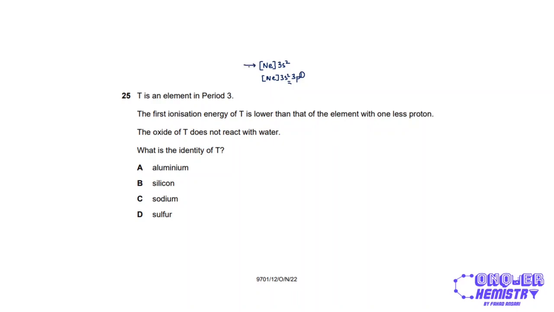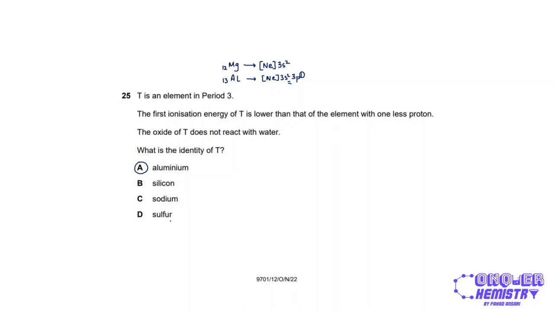Now this is the electronic configuration for magnesium. And this is the one for aluminium. All right. Now, aluminium has a lower first ionization energy than the element before it, with 1 less proton. This has 12 protons, and aluminium has 13. And the oxide of T, which is aluminium oxide, Al2O3, does not react with water. That is true because aluminium oxide is a hard, non-porous substance, right? It is very unreactive. And so I'm going to go with aluminium over here.